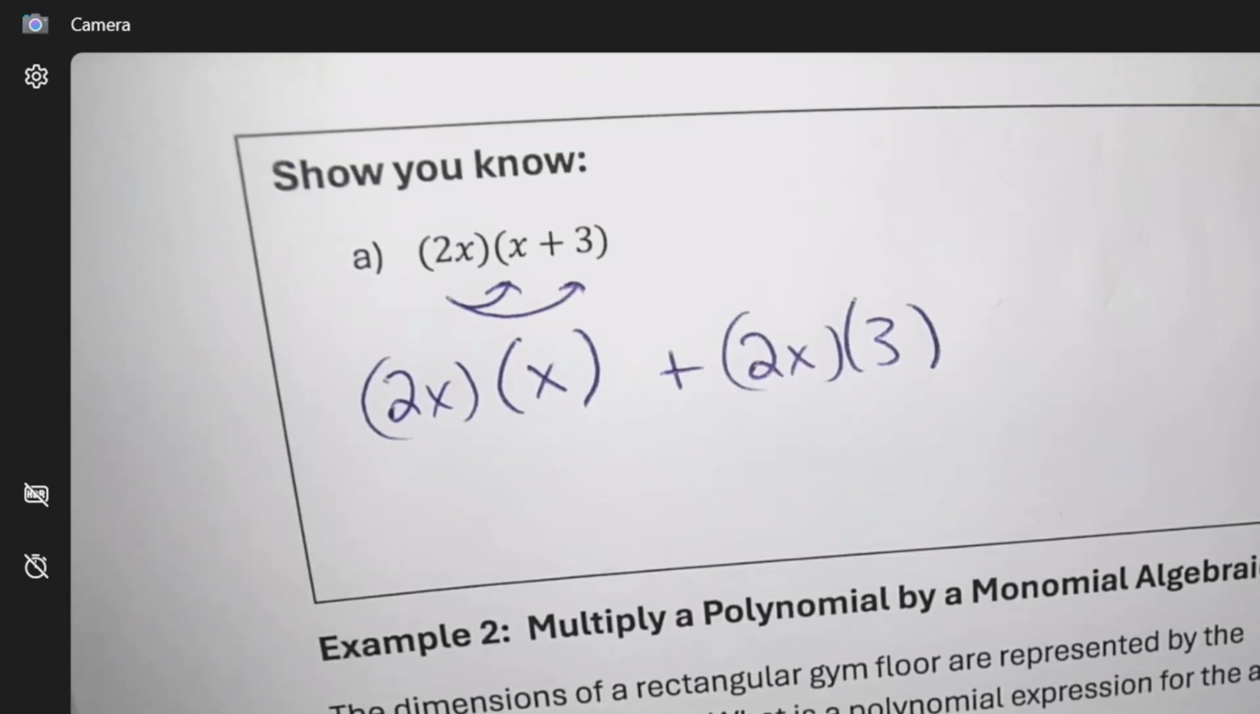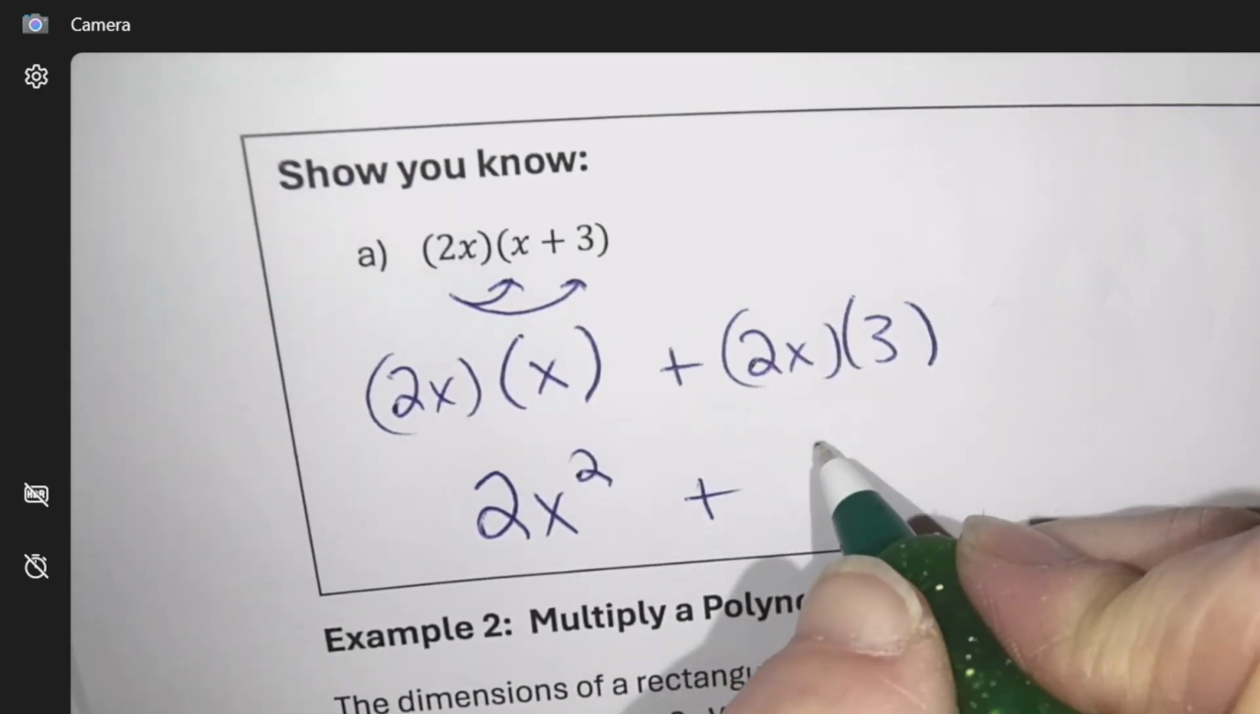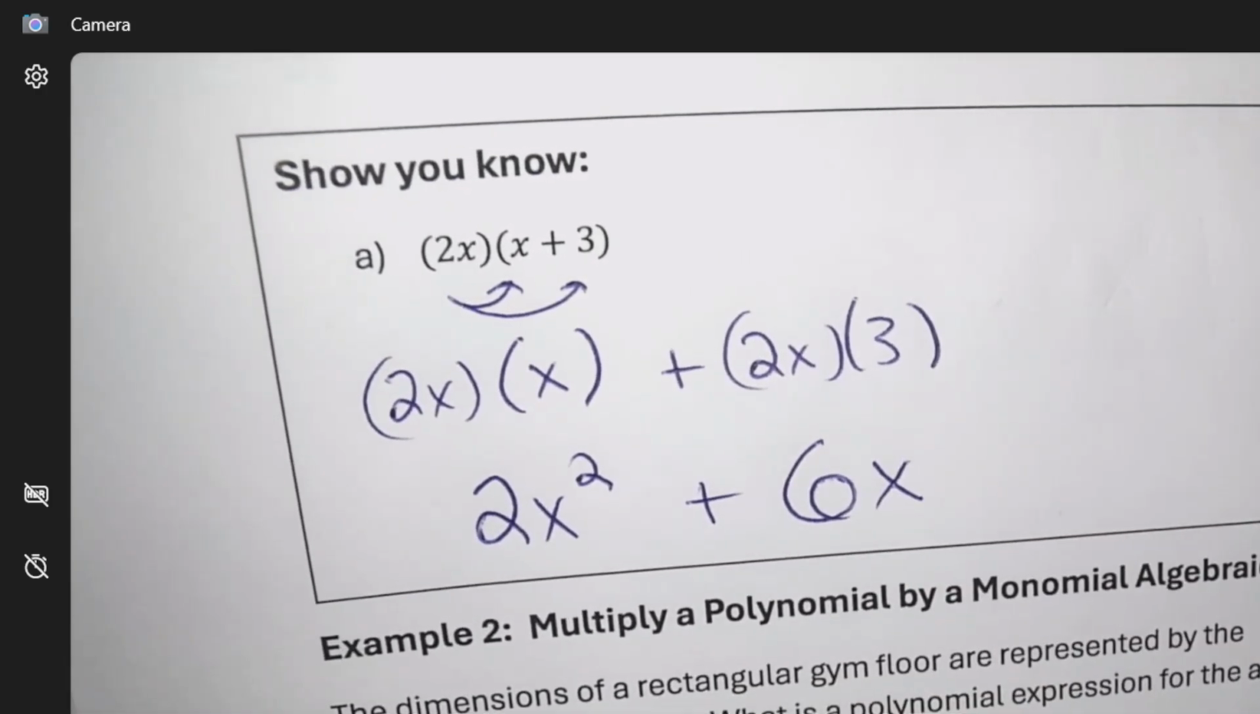Okay, so on your test, if I talk about distribution, that's what it is. You have to distribute it amongst everything. So the final would be 2x squared plus 6x.